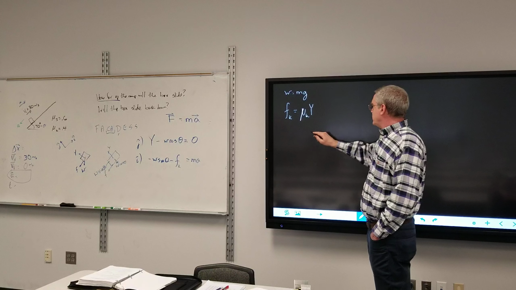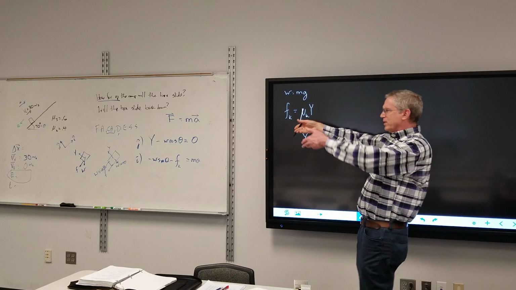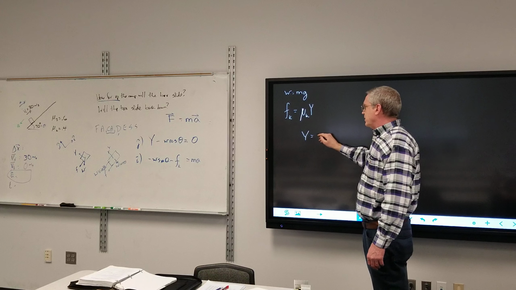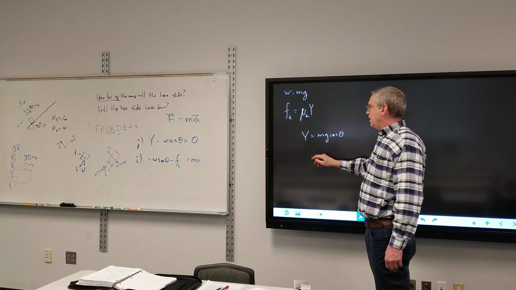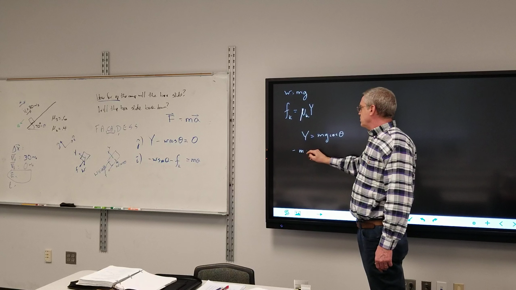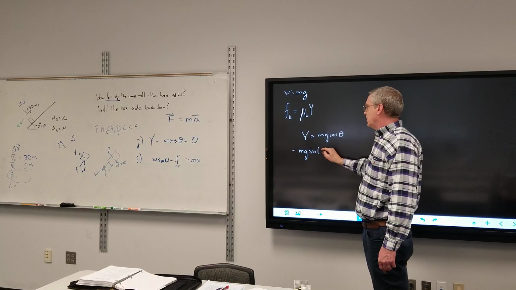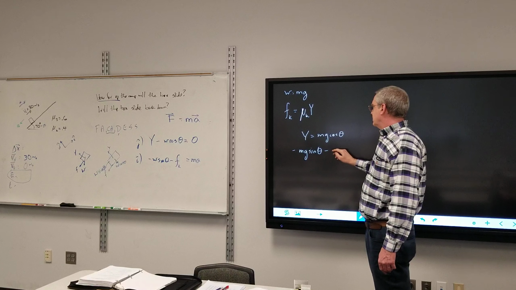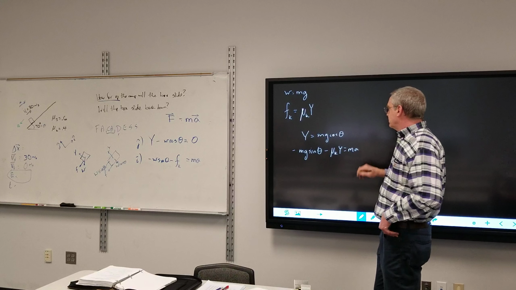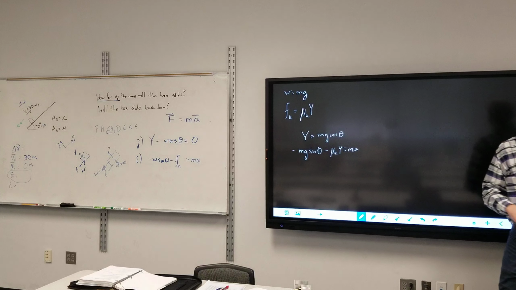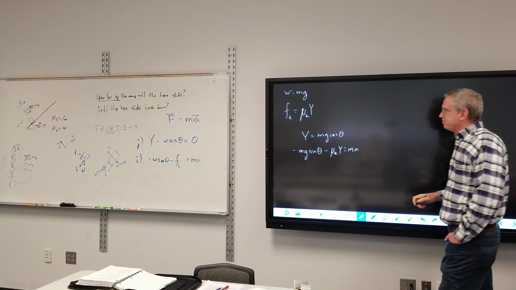So from the first equation, I'm going to also go ahead and bring W cosine theta over. N is equal to mg cosine theta. And the other one, I have negative mg sine theta minus mu sub k N equals ma. We've done the substitution. It's now time for solving.